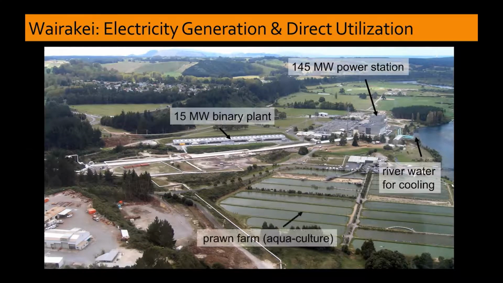The prawn farm, like the greenhouse at Mokai, is yet another example of direct use, in this case for aquaculture.